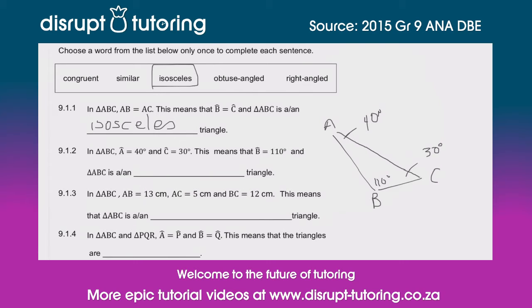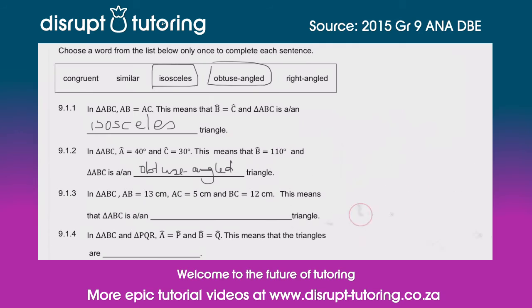Okay, so what type of triangle do we have here? Now, we've already mentioned that this angle over here is larger than 90 degrees, which makes it an obtuse angle. And that would then mean that this triangle is called an obtuse angled triangle. So we're going to write that in: obtuse angled triangle. And that's the answer there, and another mark in the bag. Moving on to the next one, and this one's a little trickier.